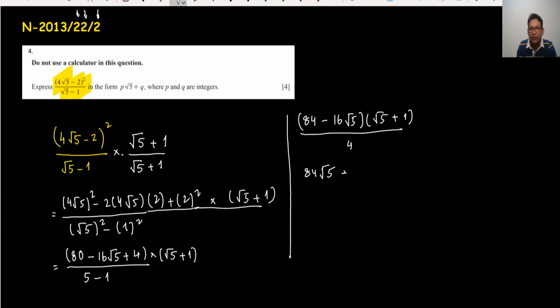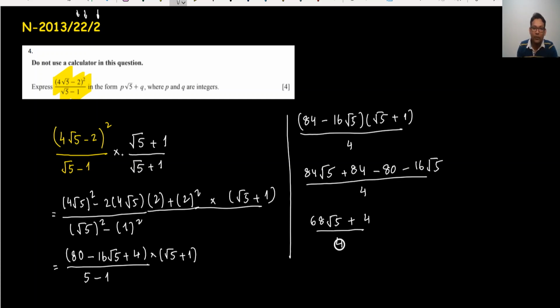Now we need to multiply 84 under root 5. 84 times 1 is 84. When we multiply this with this, it is 5, and 5 under root will become only 5. So 16 multiplied by 5 is 80. This is minus 80, and this is minus 16 under root 5. So now this is 4. 84 and 16 you can subtract. The result is 68, 68 under root 5, and this is only 4 divided by 4.